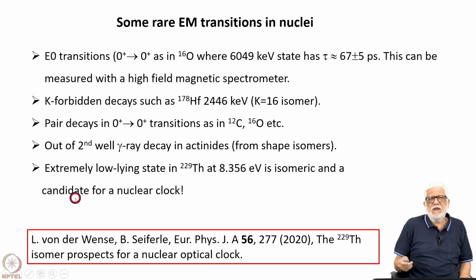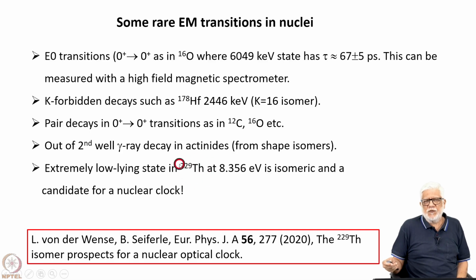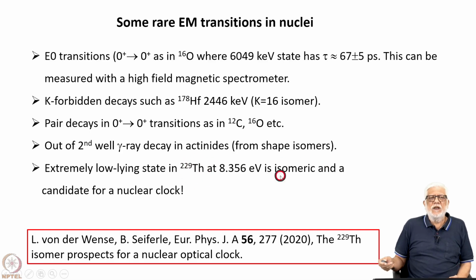Then I will come to one very rare electromagnetic transition. There is a low-lying state at just of the order of 10 electron volts in thorium-229. That, of course, lives for a very long time. It's isomeric.